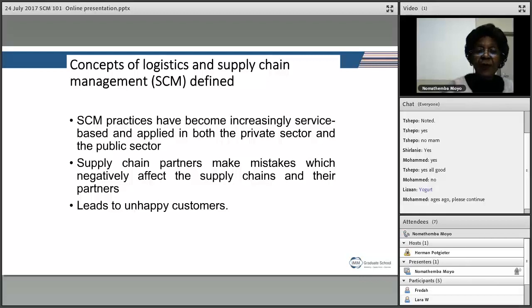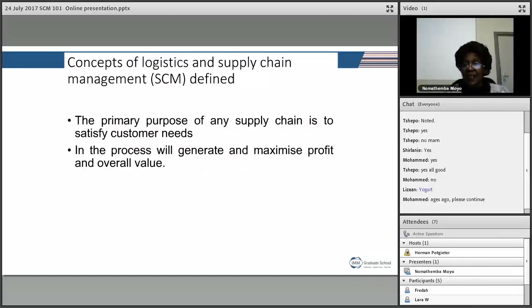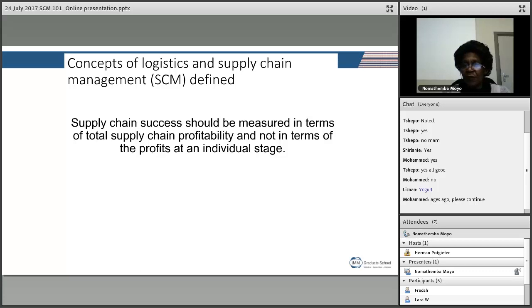Then supply chain management practices have become increasingly service-based and applied in both the private sector and the public sector. Supply chain partners make mistakes which negatively affect the supply chains and their partners. If one of them makes a mistake, this has a ripple effect right across, and it leads to unhappy customers. The primary purpose of the supply chain is to satisfy customer needs. In the process, it will generate and maximize profit and overall value. In this process, we are trying by all means to say, let's maximize profit and overall value.